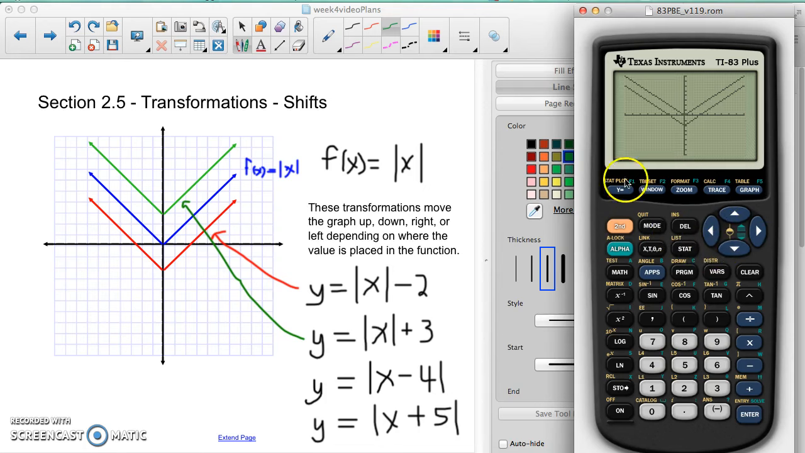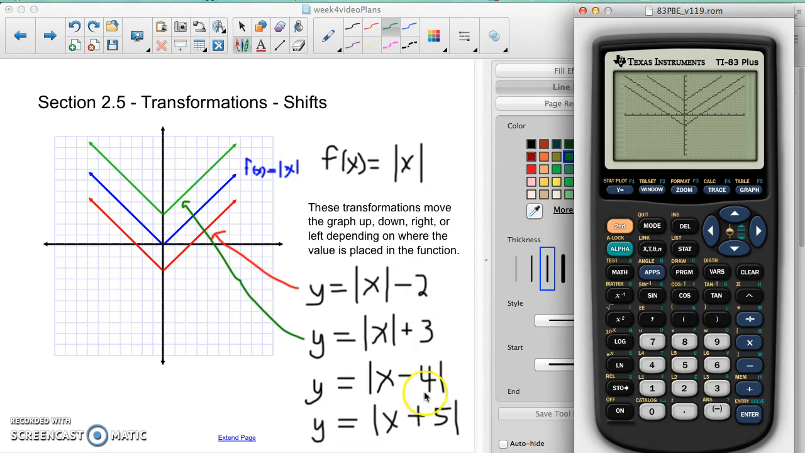And then if we did the same thing, but hit a positive 3, so we would hit math, move over, hit number 1, and hit a plus 3. We would then graph something that's 3 units up from the previous graph. So you can see these 3 graphs. So positive 3 on the outside goes up 3 units. Negative 2 moves it down 2 units.